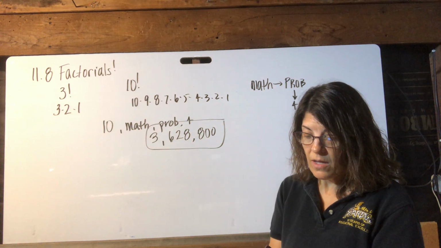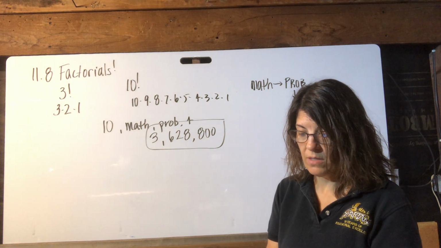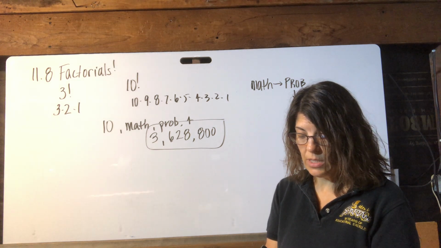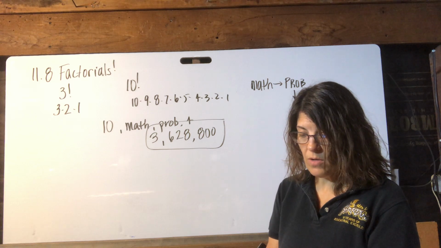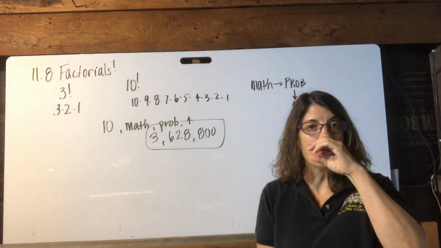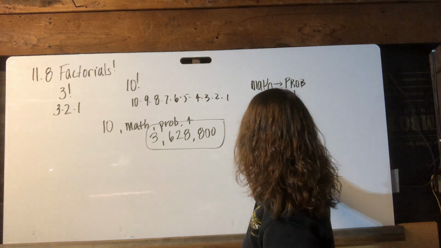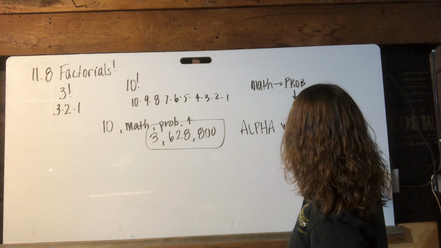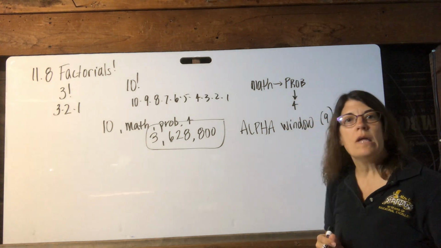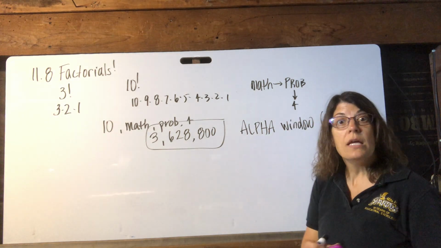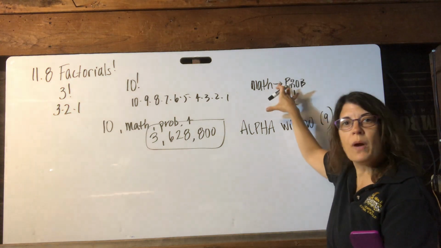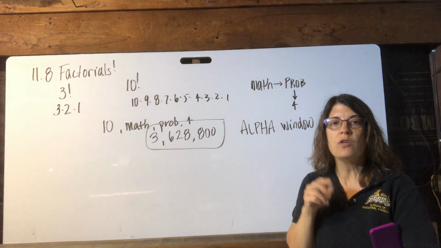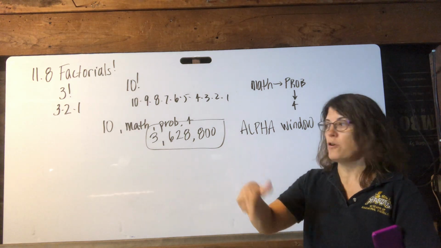There's also a shortcut. Alpha window, depending on which calculator you have. Some calculators have the shortcut: alpha window, number 9. They both get you to the same place. Regardless of whether you use math probability or alpha window, you still have to enter the number that you want the factorial of first.